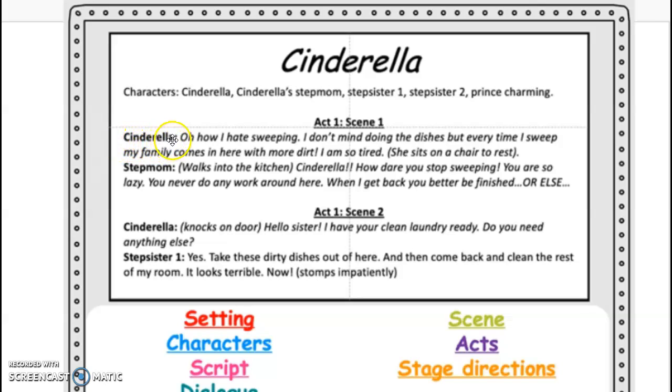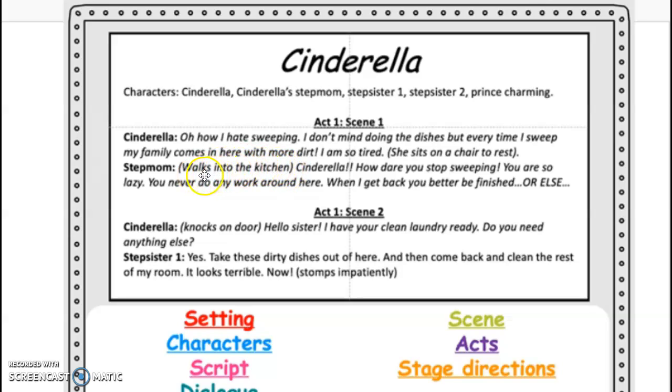We have our character tags where the person's name is bolded. We have her lines that she's saying, stepmom's character tag, and the lines that she's saying. Notice here in the parentheses, it tells you what she's doing.